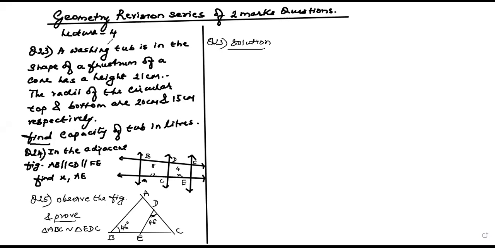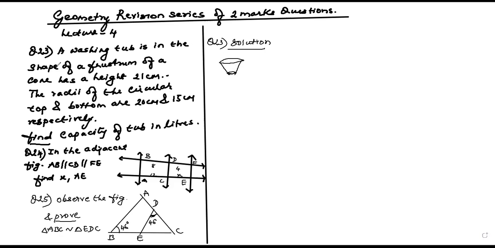A washing tub is in the shape of a frustum of a cone. I hope people understand. What is a frustum of a cone, children? I'll just draw it for you. Just a rough figure. You can see it here. This is a frustum of a cone. I hope people can see.